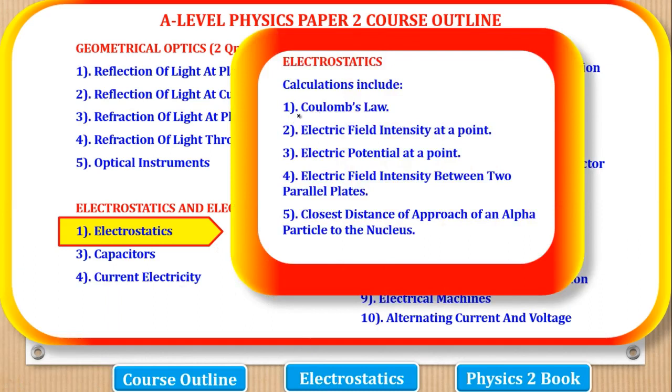The first part is called Coulomb's law, where we look at electrostatic force. Then the next part is electric field intensity at a point. Then electric potential at a point. Then electric field intensity between 2 parallel plates. And lastly, closest distance of approach of an alpha particle to the nucleus. So all these parts will be catered for in this video.